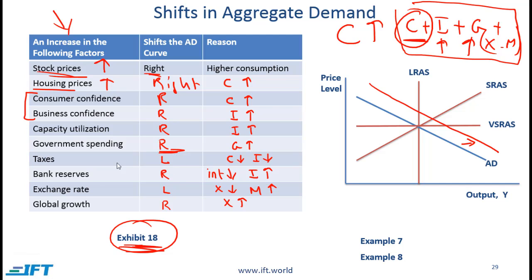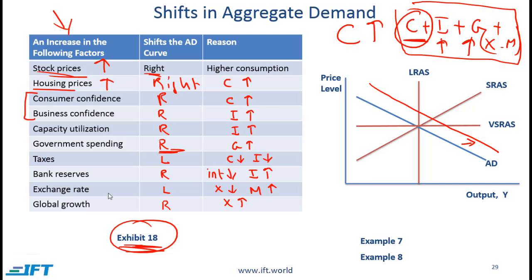When taxes increase, then the aggregate demand curve shifts to the left. There is a decrease because higher taxes means lower disposable income. Therefore, consumption and investment both go down. Bank reserves. If bank reserves are higher, that means there is more money. More money means interest rates are lower and investment is higher.